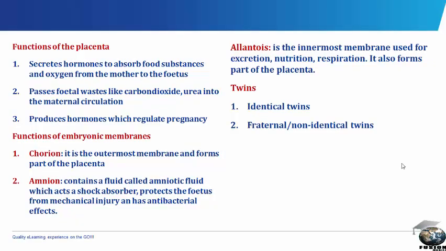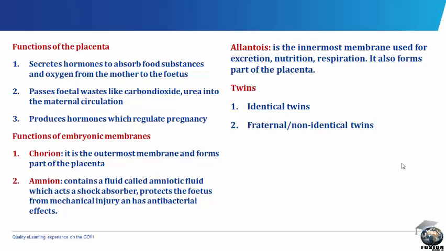Functions of the placenta. The placenta has the following functions. 1. It secretes hormones to absorb food substances and oxygen from the mother to the fetus. 2. It passes fetal wastes like carbon dioxide and urea into the maternal circulation. 3. It produces hormones which regulate pregnancy.